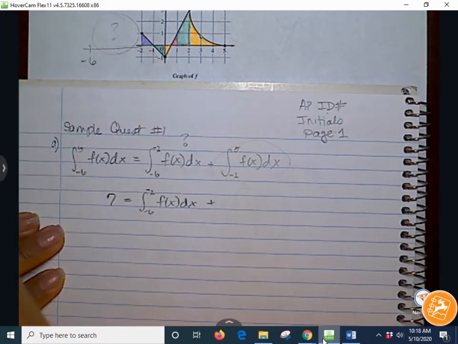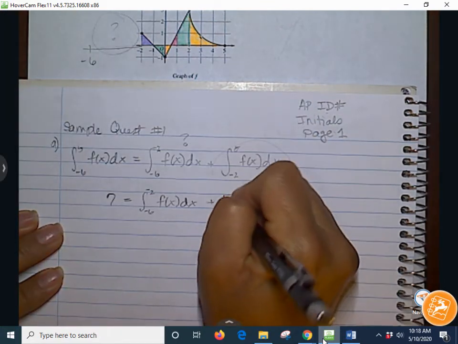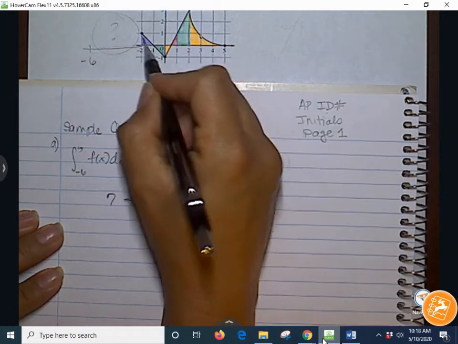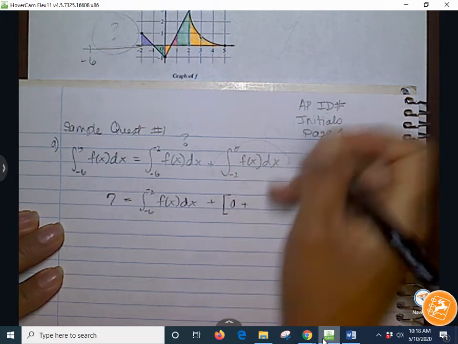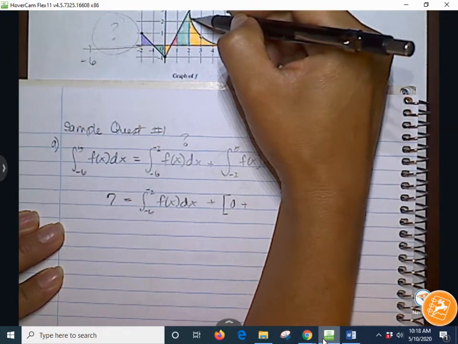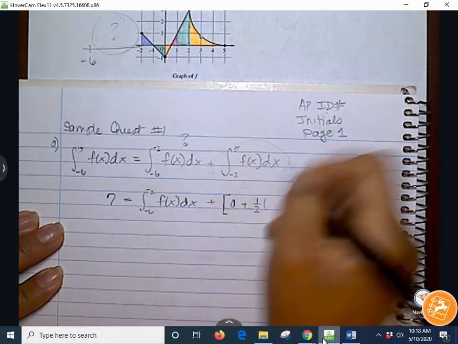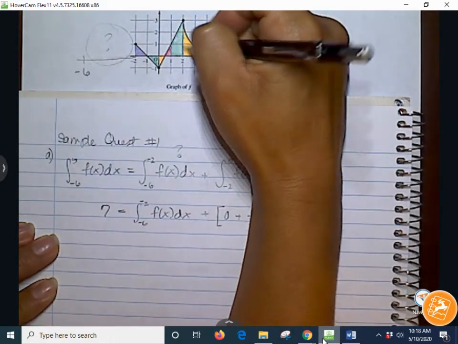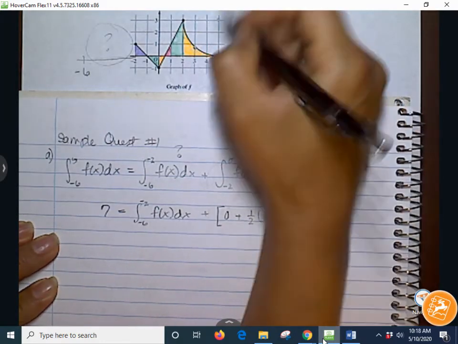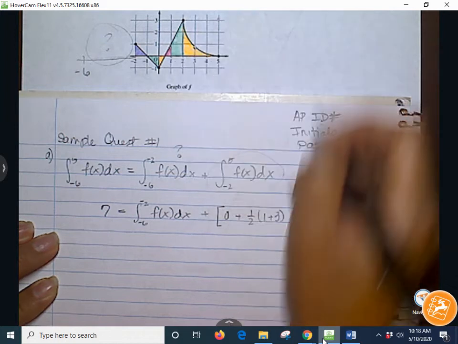And this area, which is on the outside of a quarter circle, right? Okay, so this is going to be 0. This is 0. Plus, now I'm going to work on this trapezoid. It's going to be 1/2. The first base is 1, and the next base is 3, and the height of that trapezoid is 1.